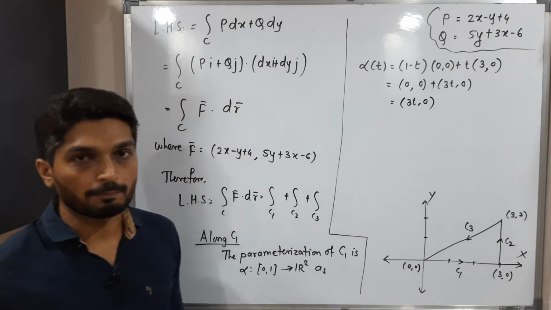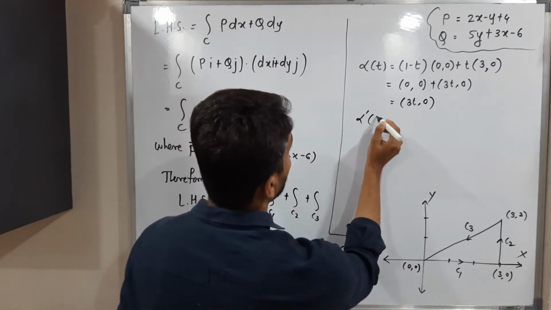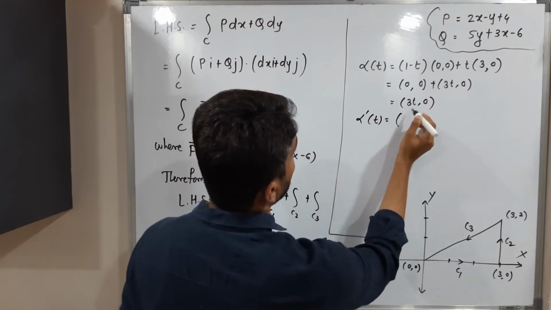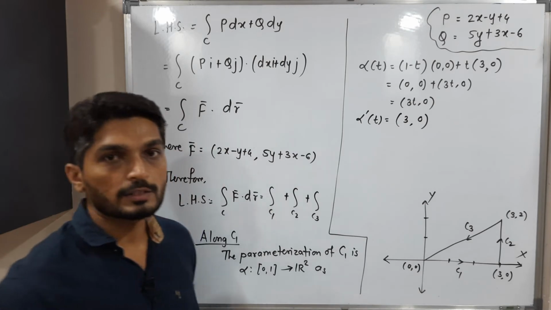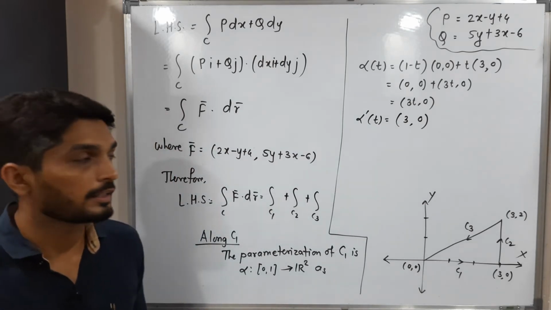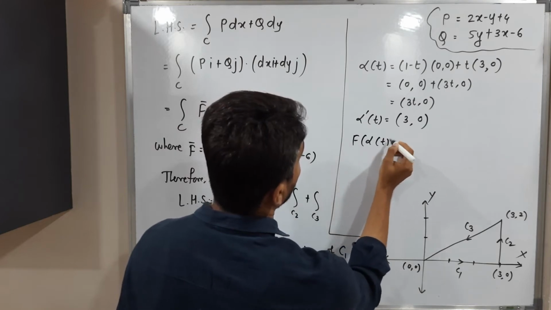So this is alpha of t. So let us find alpha dash of t now. Alpha dash of t, its derivative will be: derivative of 3t is 3 and derivative of 0 is 0. Okay, as well as we have to find f of alpha of t also.